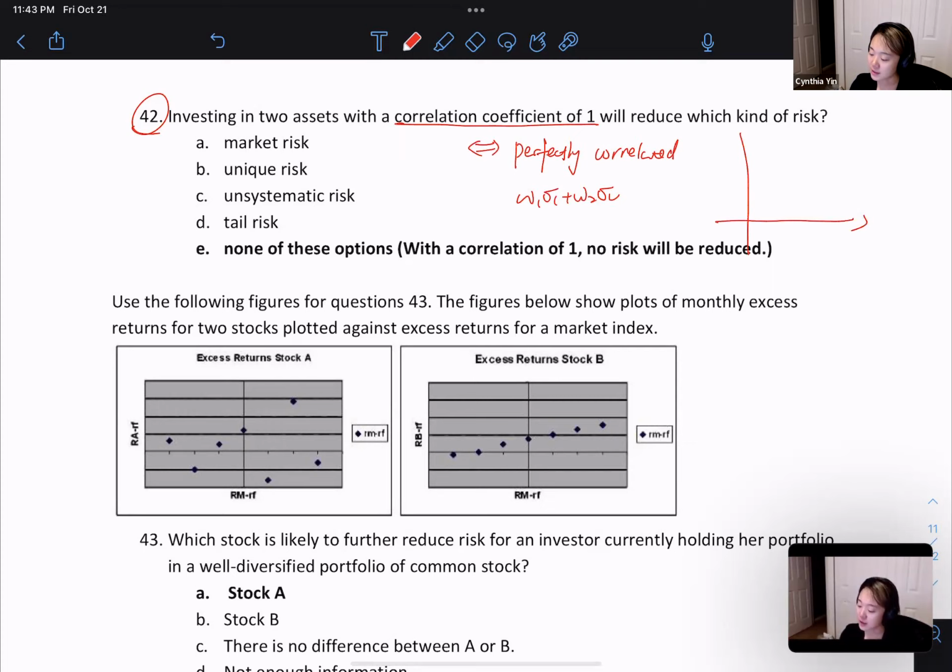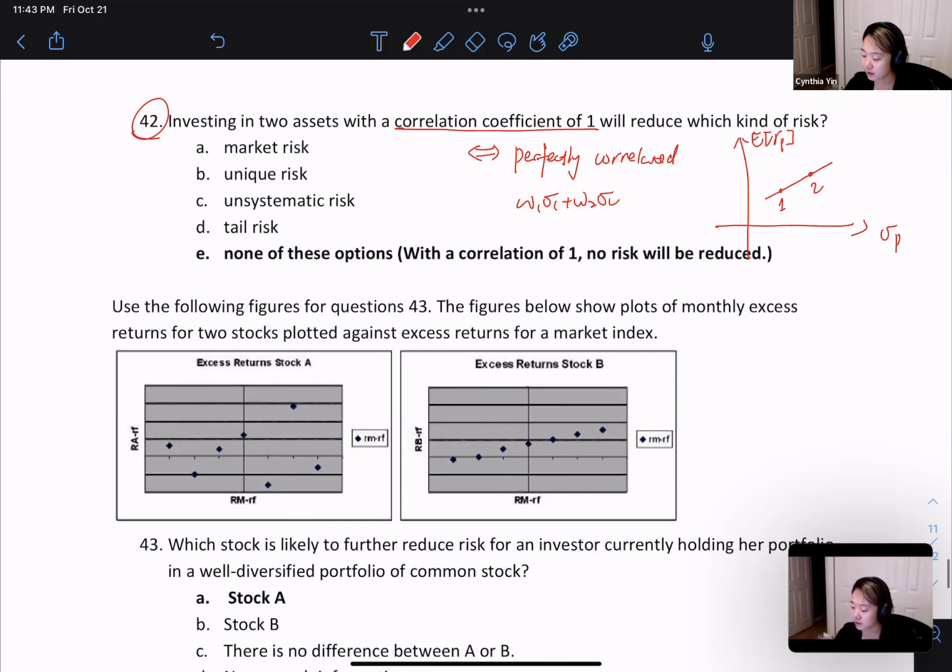And if you visualize the portfolio's expected return and portfolio standard deviation, with security 1 and security 2, you will just get a line rather than this. If you don't have perfect correlation, you might get a curve, right? So there's no diversification at all if they are perfectly correlated. So E is right. It cannot reduce any type of risk.